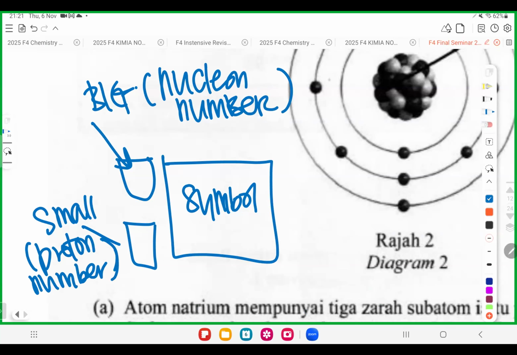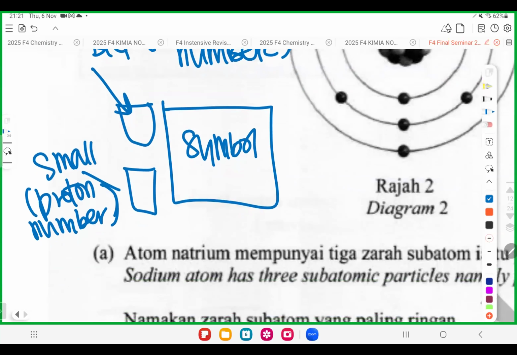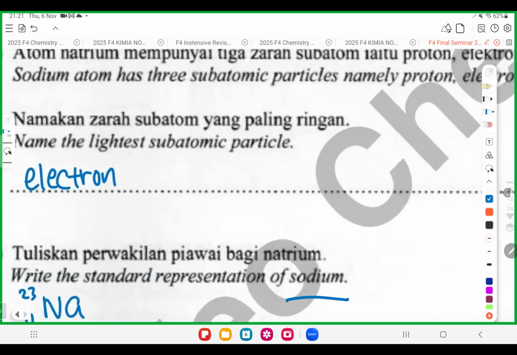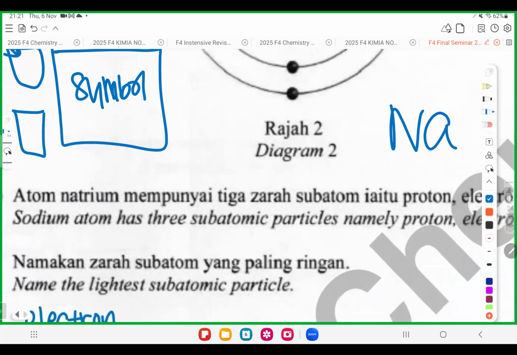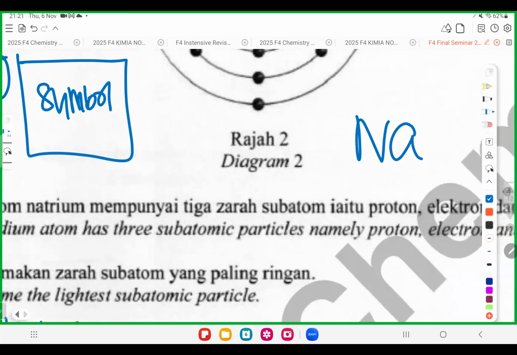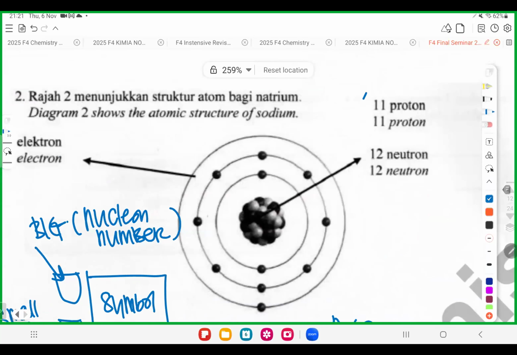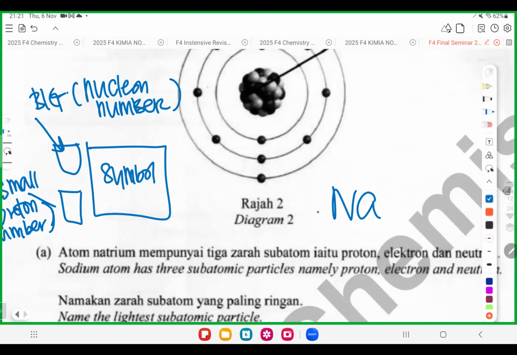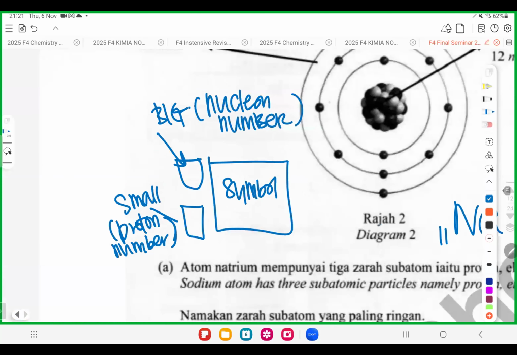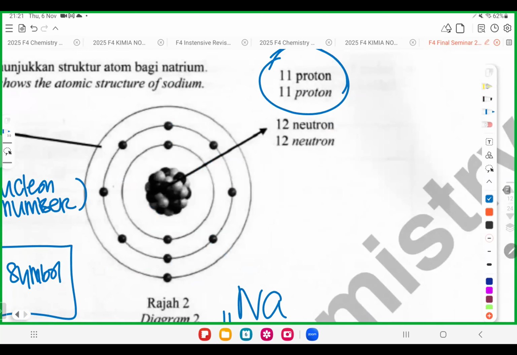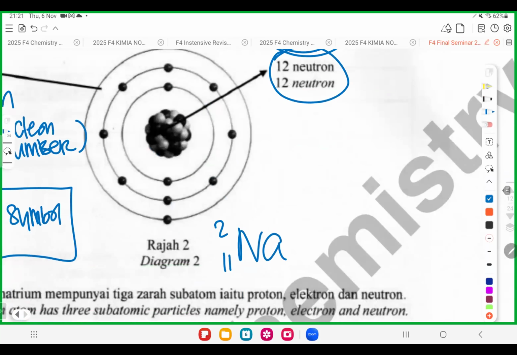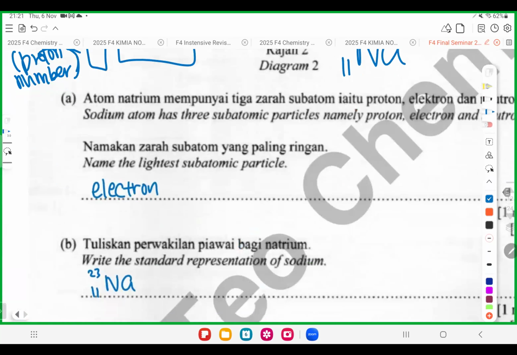Okay, so now what is the symbol for sodium? Sodium is Na, right? So what is the proton number? Do we know how many protons? Yep, we have 11 protons. So the proton number is 11. What is nucleon number? Nucleon is proton and neutron added together. So proton got 11, neutron got 12, 23. So this is the standard representation for sodium, which I don't think is very hard.